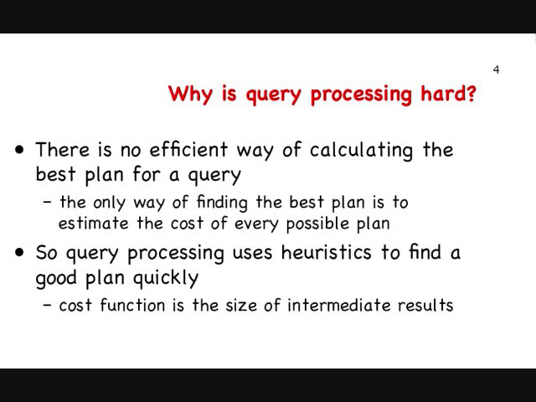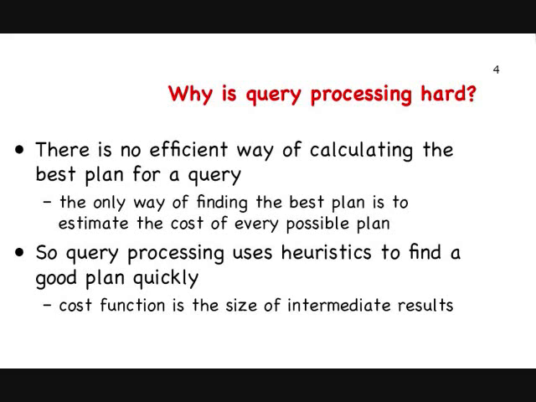Okay, so why is it hard? The issue starts in that there is no algebraically polynomial time efficient way of calculating the best plan. The only way we can find the best plan for any query is to calculate all the costs of every possible plan. That obviously is essentially combinatorial in the number of relations, and there's some things for intermediate results as well. So that gets hard. So what we want to do is to find some heuristics which will enable us to get a good plan quickly.